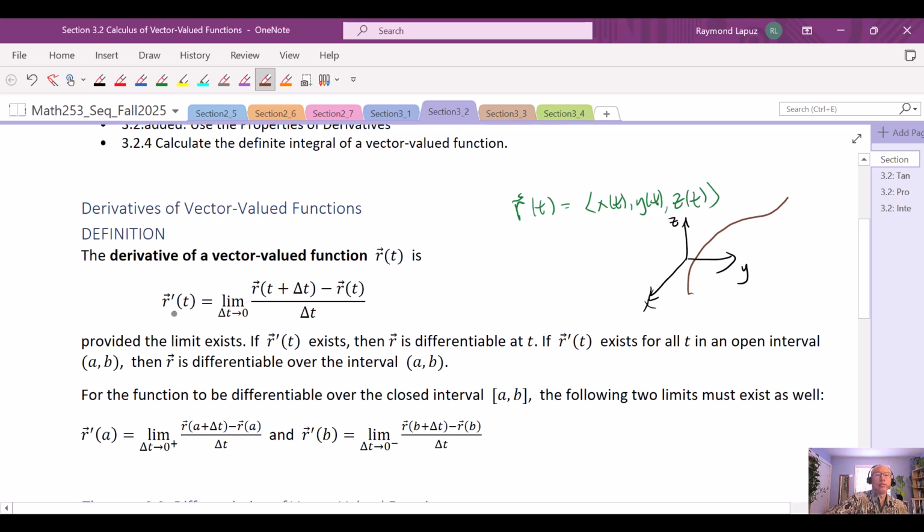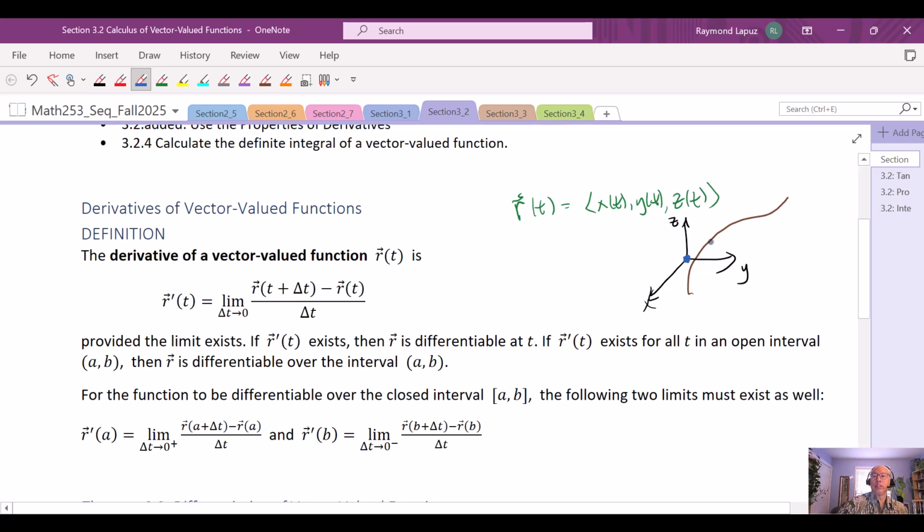Now the derivative is defined to be this. We have r prime of t is equal to the limit as delta t approaches 0 of r of t plus delta t minus r of t, divided by delta t. So it's the same sort of picture that we might have seen, except we are looking at vector valued functions. The vector valued function gives us an output of a vector in 2 or 3 dimensional space, and we can imagine that at some point we have r of t.